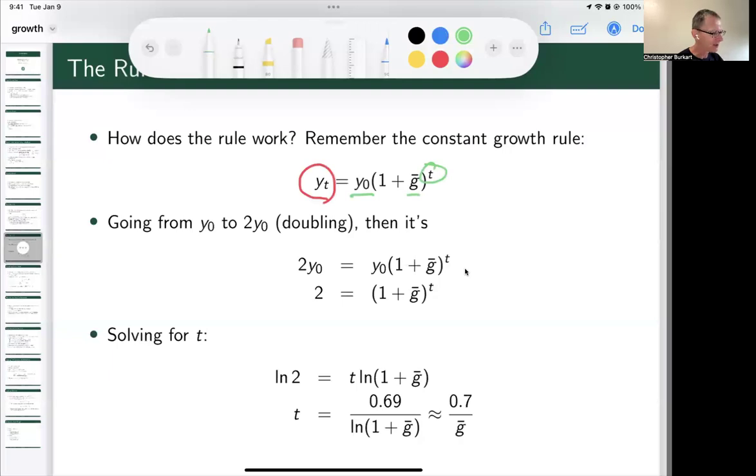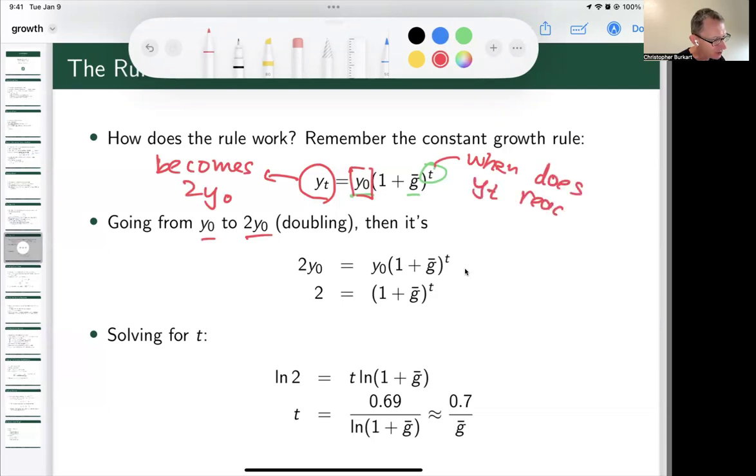Okay, so what does a doubling mean? Well, a doubling means that we start with this y0, and then we go to 2 times y0. So doesn't that mean that our yt becomes 2 times y0? And so what we're really interested in is when does that happen, right? What's the time period? When does yt reach 2 times y0? What we started with.